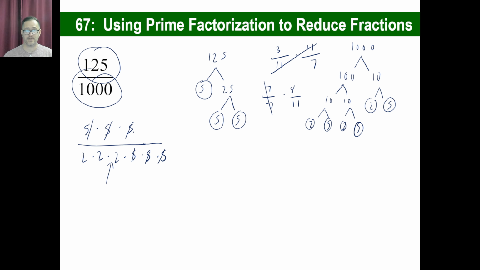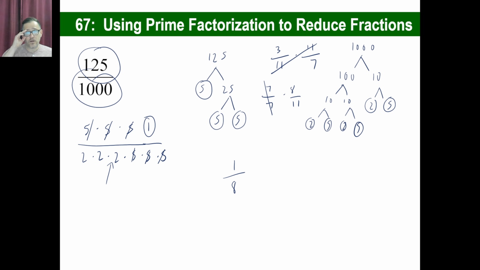Now, this is not going to be a 0. It'll always be a 1 if there's nothing left. So up top we have 1. And on the bottom we have 2 times 2 times 2, which is 8. And that's it. There you go. That's reducing the fraction using prime factorization. It's kind of fun, all right?